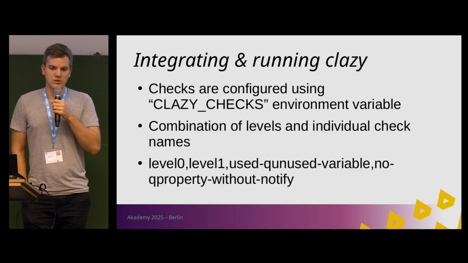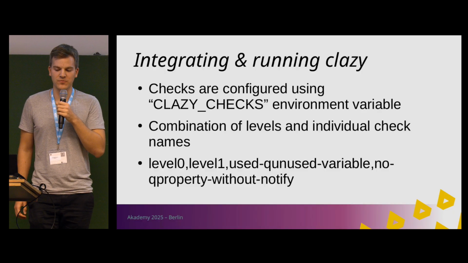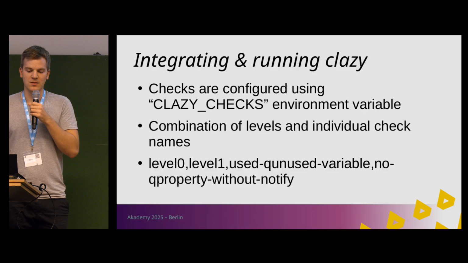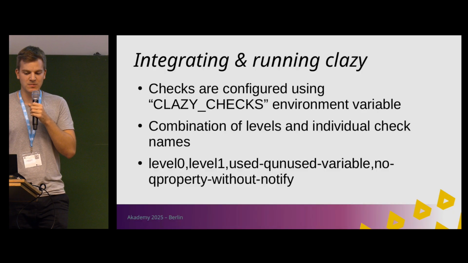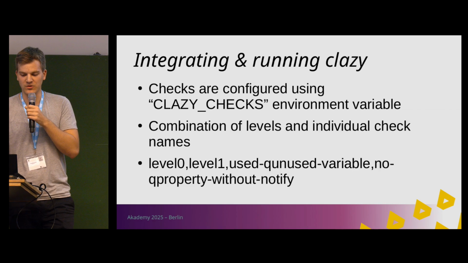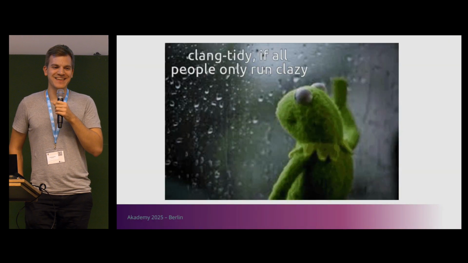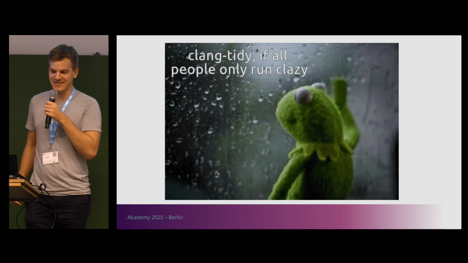To configure the checks that Clazy uses, you can use the Clazy checks environment variable, and that contains a combination of the levels that I've told you before and the individual check names. You can see an example where I have some level, another check manually added, and also disabled another check using the no prefix. But if we only use Clazy, the Clang Tidy people will be rather sad.